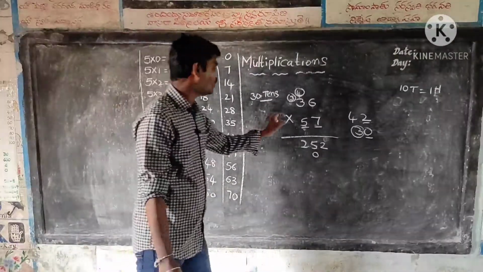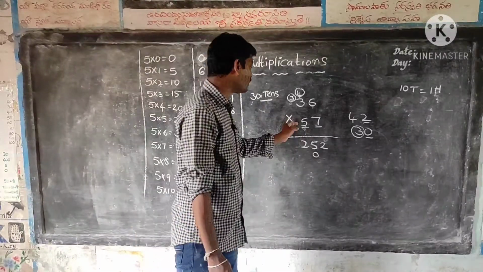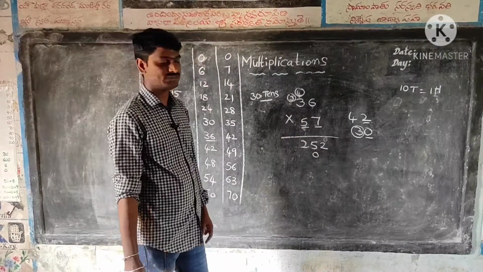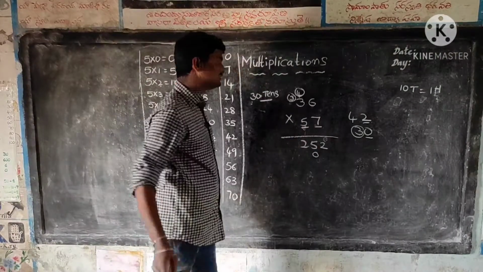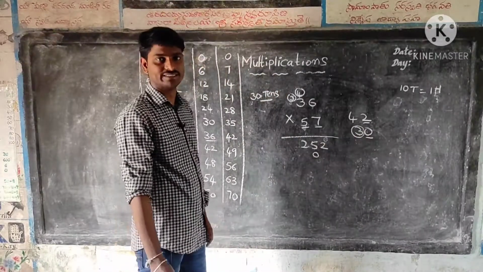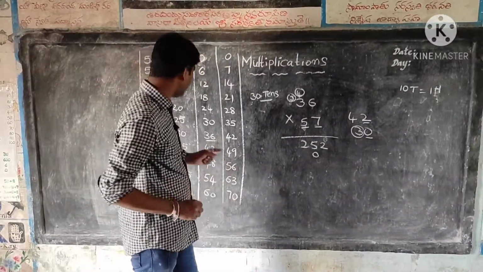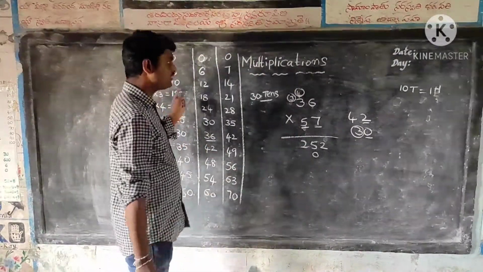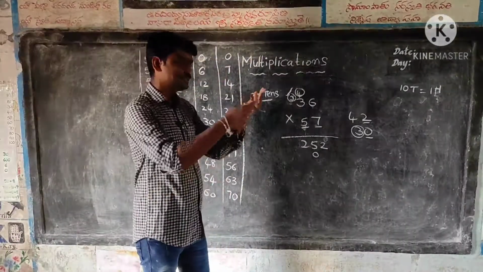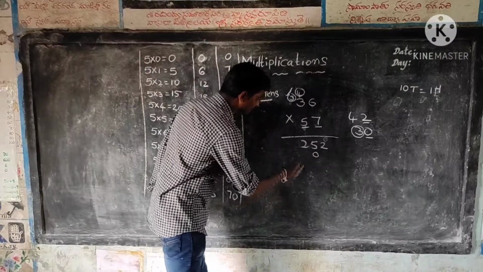Understand, children? The selected number is in the tens place, so you have to write the answer also under the tens place. That's why we are writing 0 under the tens place. Okay. Next, 5 threes are 15, and 15 plus our carry 3 is 18. So write the 18 like this.